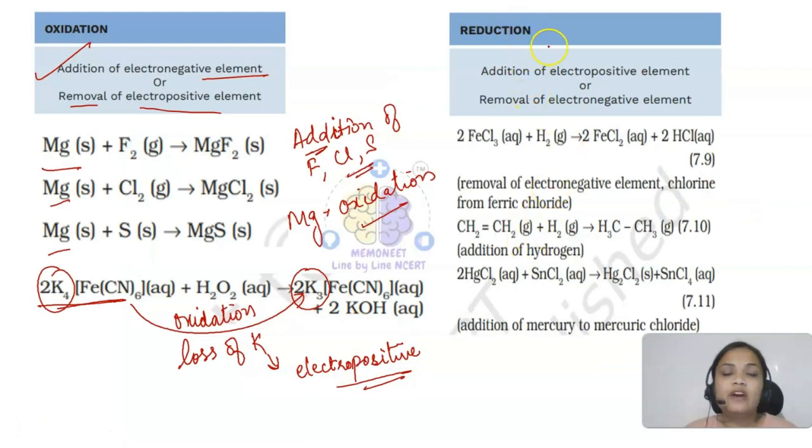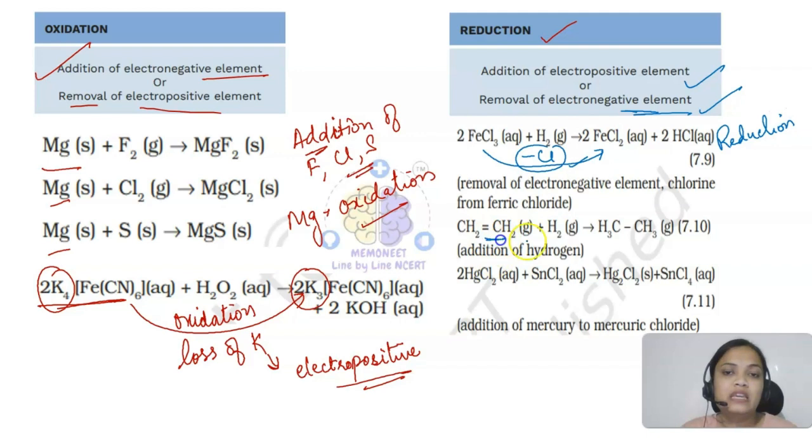Now if I talk about reduction, it is the reverse, the opposite of oxidation. In case of reduction, there will be addition of electropositive element, or removal of electronegative element. Like in this case, there is a removal of chlorine. Chlorine is getting removed from ferric chloride to give ferrous chloride. So if there is removal of electronegative element, it means ferric chloride is getting reduced here. So reduction is happening.